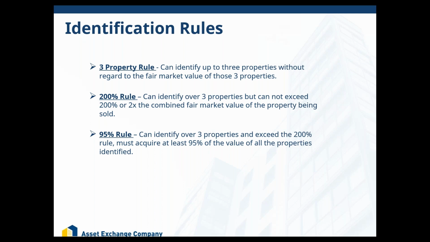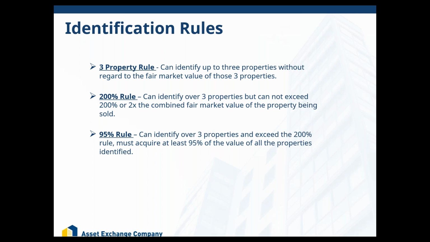All right. Now, if you want to identify more than 3 properties, you can do that as well, but it's going to put you into this next rule. It's referred to as the 200% rule. And the 200% rule states this: you can identify over 3 properties, but you cannot exceed 200% or 2 times the combined fair market value of the property being sold. So what exactly does that mean, right? Well, if you identify more than 3 properties, the combined purchase prices for all those properties that you identified cannot exceed 200% or 2 times whatever the sales price was on the property that you sold, the relinquished property, all right?